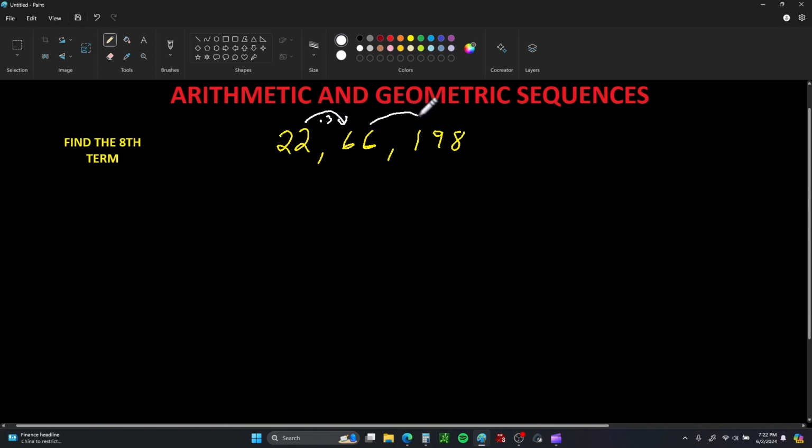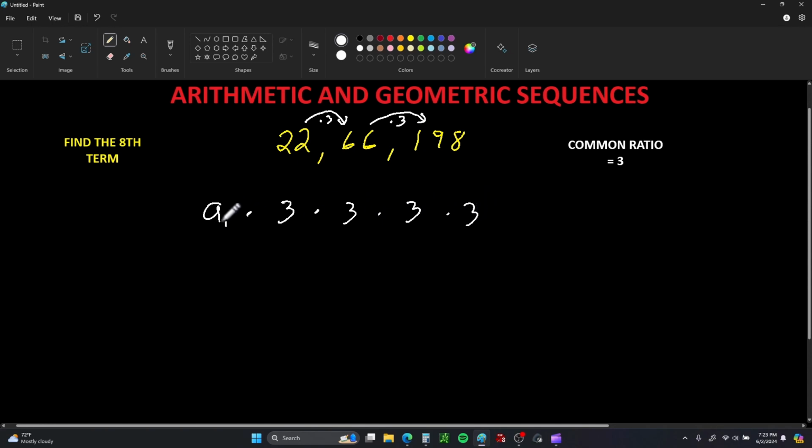And 66 times 3 is 198, so this is times 3. So what we have, they don't call it a common difference when it's a geometric sequence, they call it a common ratio. Now, common ratio is a repeated multiplication, so I'm doing times 3. So I have some number here, which is a1, and then I want to multiply by 3, and I want to multiply by 3 a repeated number of times.